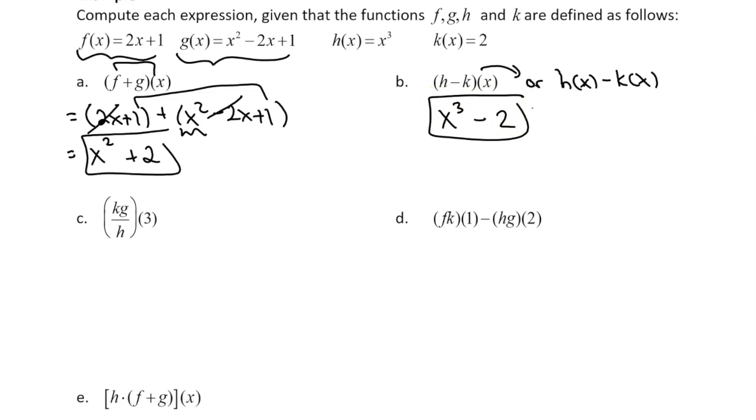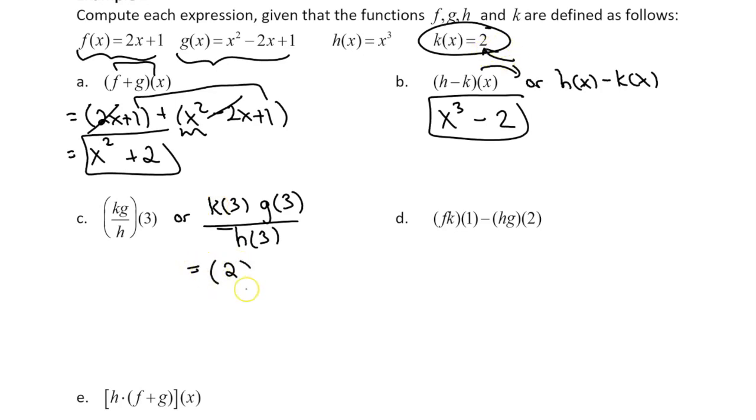Here we have k of 3 times g of 3 all over h of 3. So if you had something like k of 3, just to make sure that we're all on the same page, understand it means exactly the same as saying something like this. So k of 3, well, k of anything is always just going to equal 2. It's a constant answer. So this is going to be equal to 2.